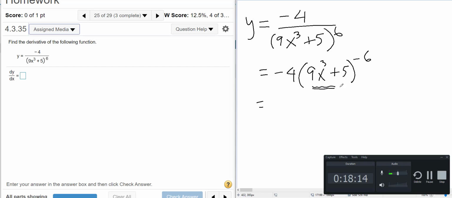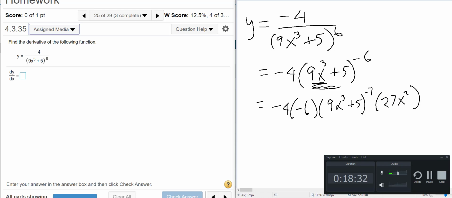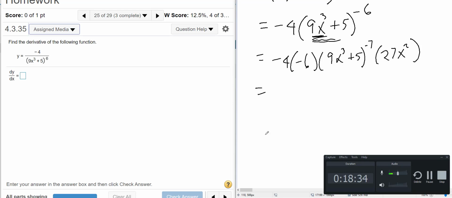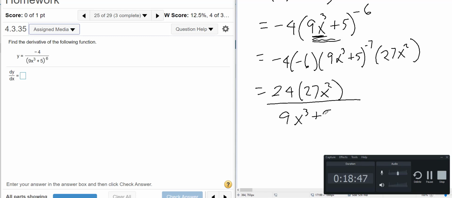remembering I have to take the derivative of what is inside because what is inside has a derivative. So the negative 4 was there already. The power is negative 6. The base to the power minus 1, be really careful, that's going to be a minus 7. All of that is going to be times a 27x to the second because that's the derivative of 9x cubed. I'm going to simplify this a little bit. I've got a 24 and I've got a 27x squared and I've got a (9x cubed plus 5) to the seventh in the denominator.